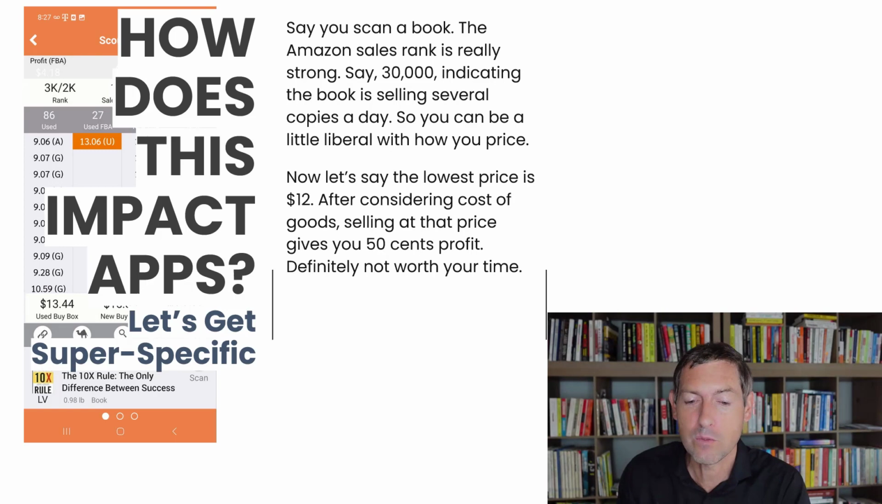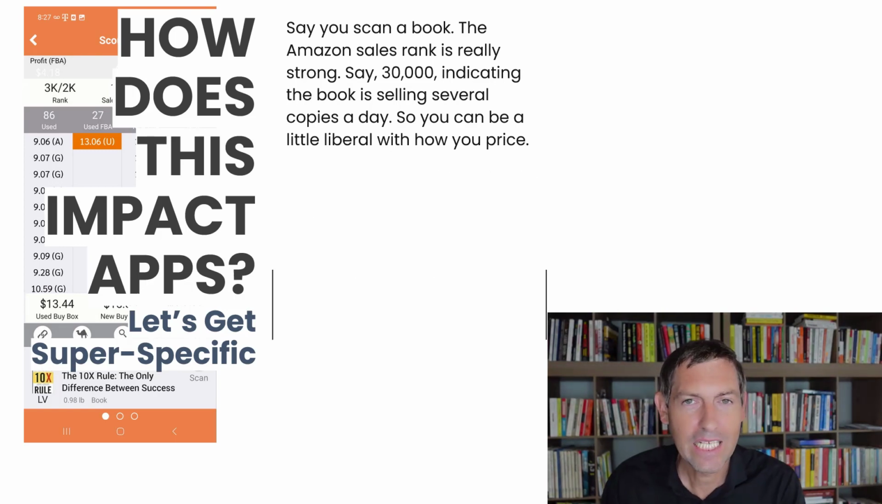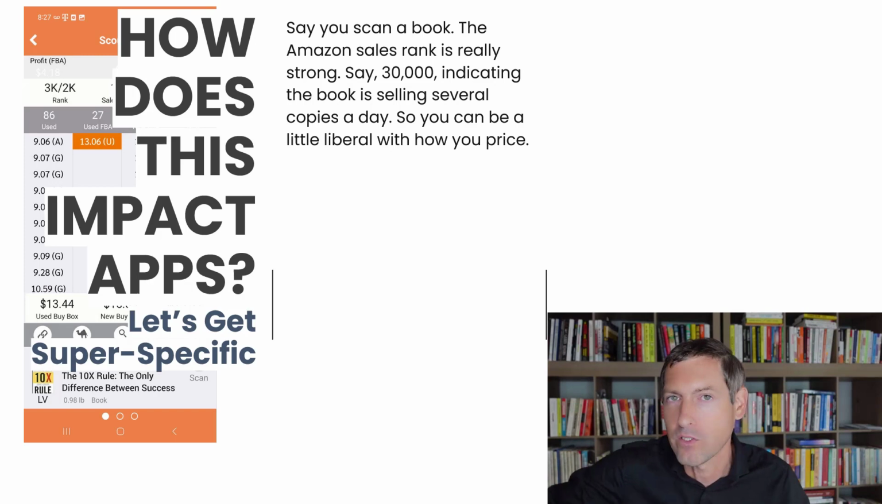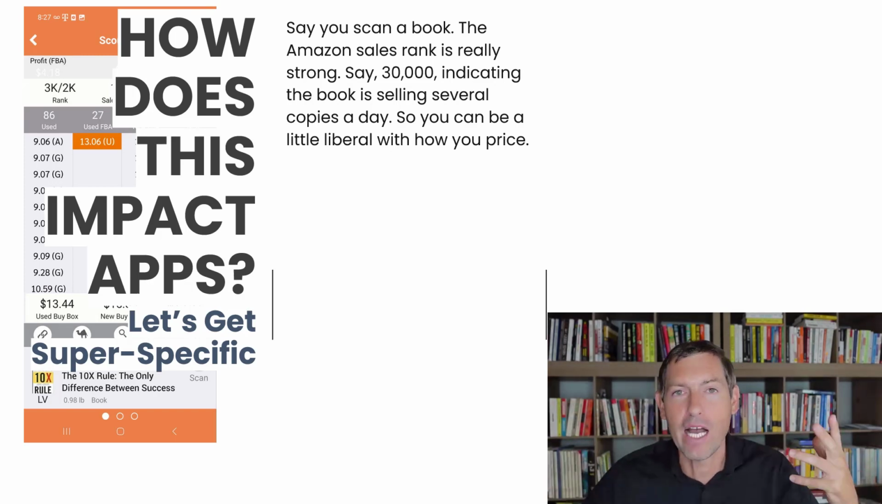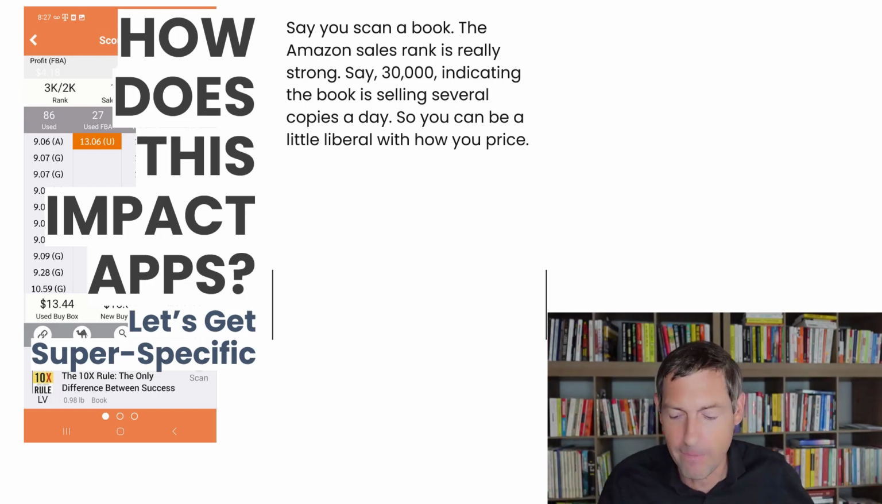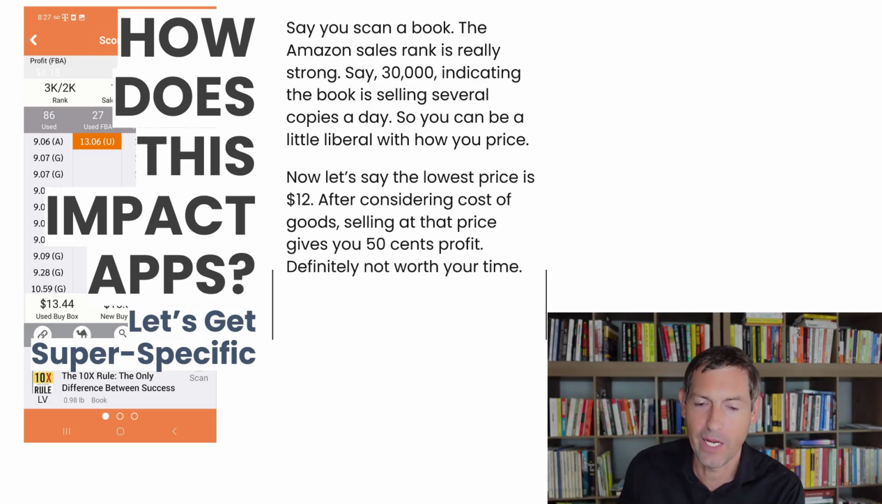Now the reason that's relevant is that when you've got a book that's in really high demand, you don't have to just chase the lowest price. You can get a little bit more liberal with how you price. So you want to know, what's the second lowest offer? What's the third lowest offer? The item's selling so much, you don't have to just be the lowest offer, right? So that's why the sales rank is relevant to this hypothetical.